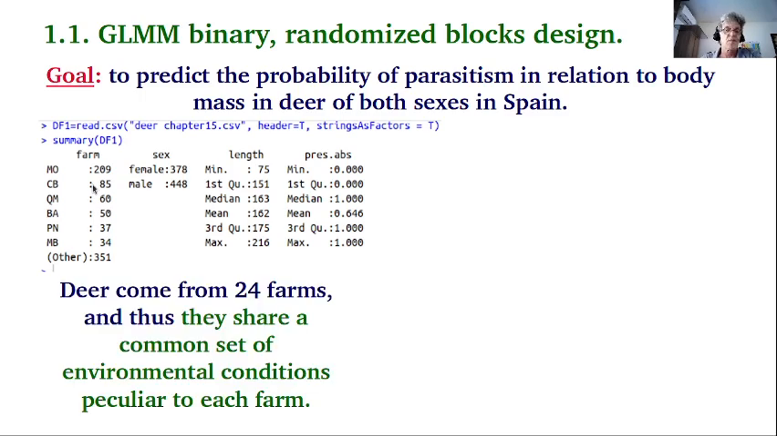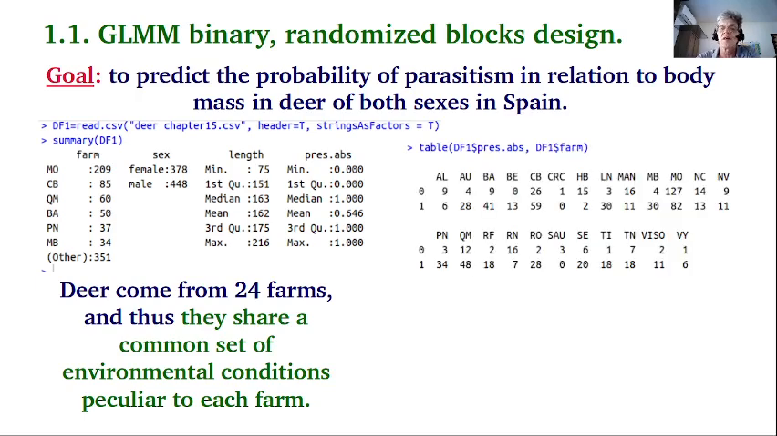So deer come from 24 farms, and it's reasonable to presume that individuals coming from the same farm share a common set of experimental conditions that are peculiar to each farm. That is, deer coming from a given farm are not statistically independent replicates of the values of the response variable, since they are correlated because they share a common set of environmental conditions.